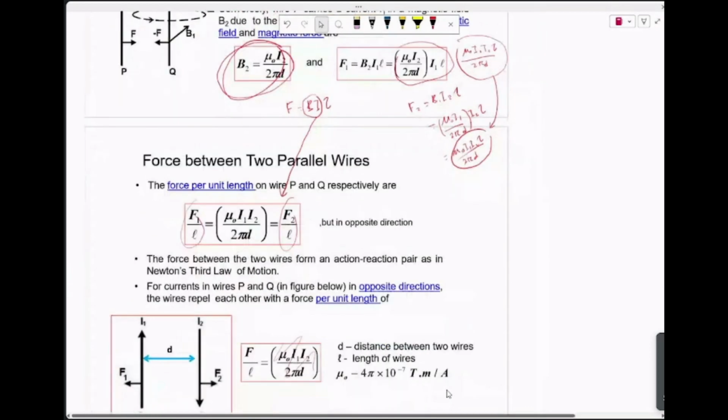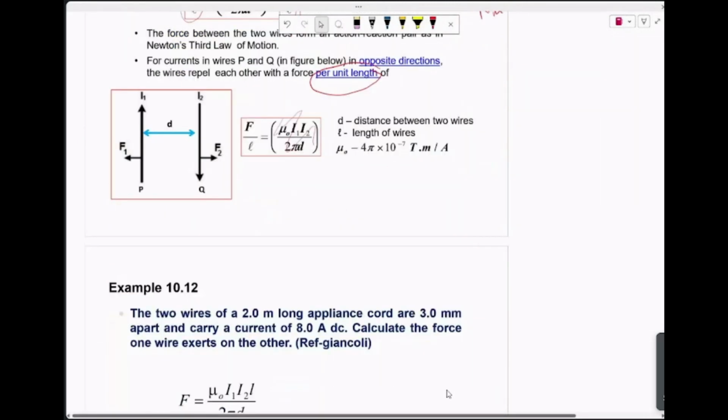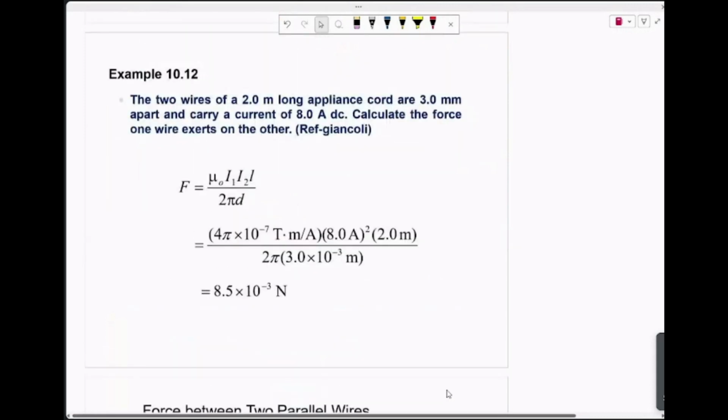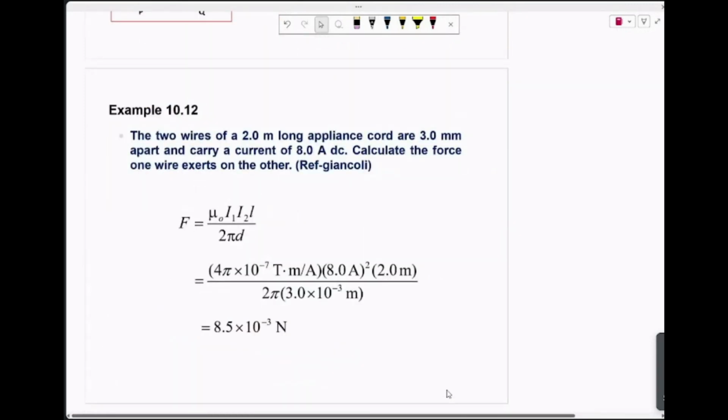So you need to understand what I mean by per unit length. Force per unit length is simply divided by the length itself. So awak akan dapat Newton per meter. Newton per meter.